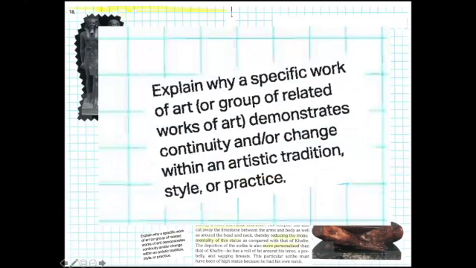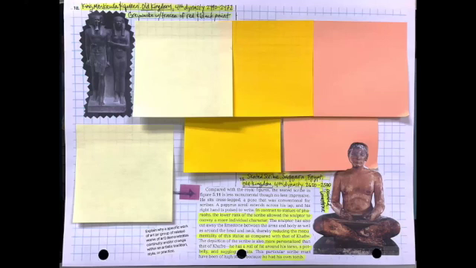So on the bottom, I have this College Board skill that we need to be able to do that says, explain why a specific work of art or a group of related works of art demonstrates continuity, so continuing a tradition, or change within an artistic tradition, style, or practice. So we're going to kind of focus on this question as we talk about these works.